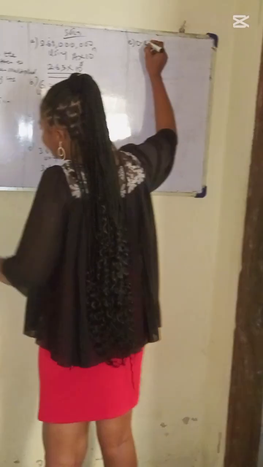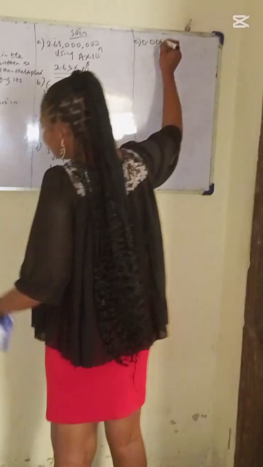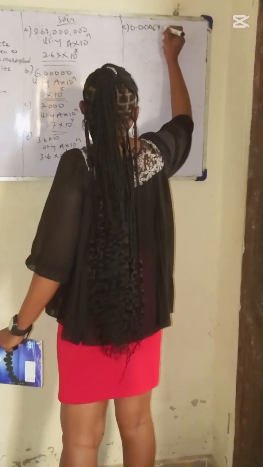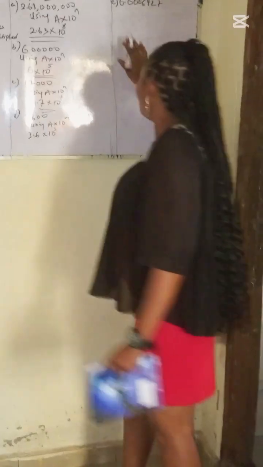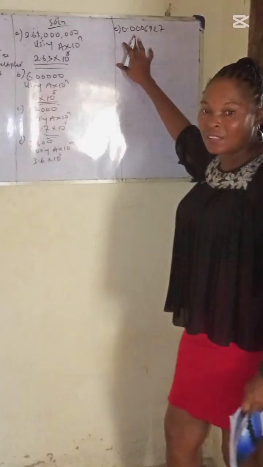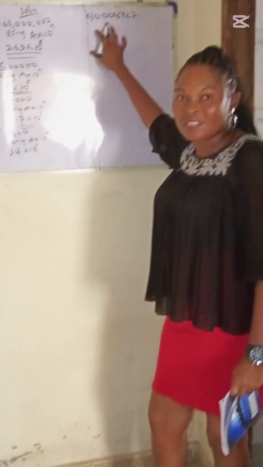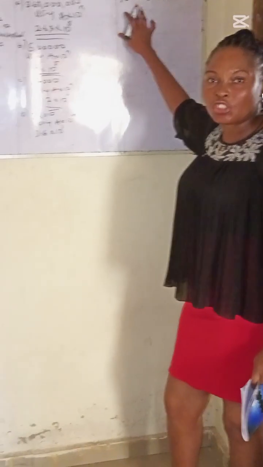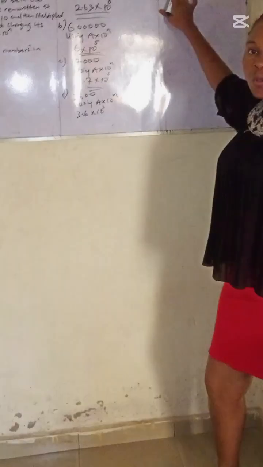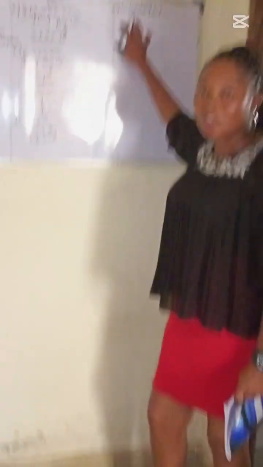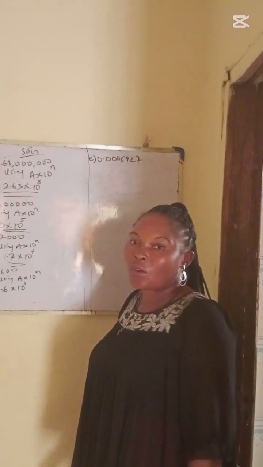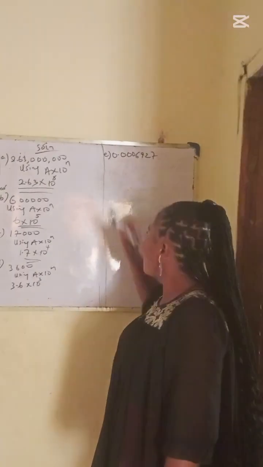0.0006927. Look at this question now. You see that this question is starting with a decimal point. As it's starting with a decimal point, it shows that we are going to use a times 10 to the power minus n, where our power is going to have a minus sign. So we are going to look at example E.